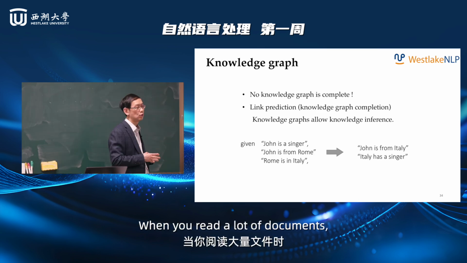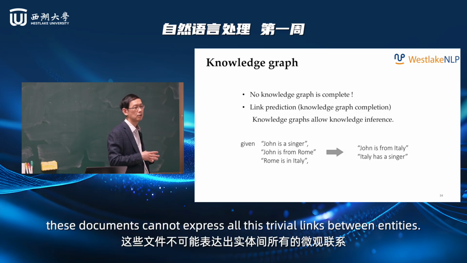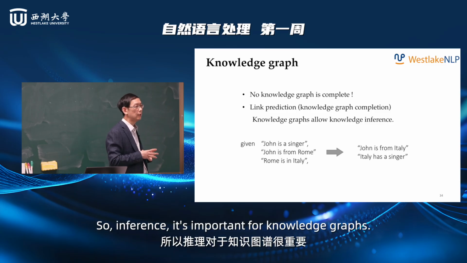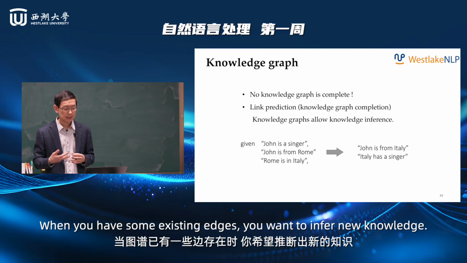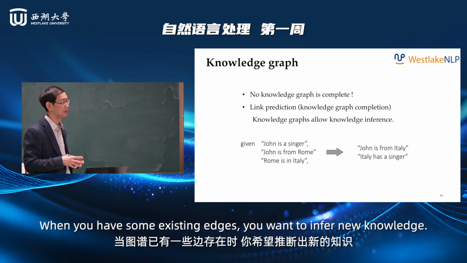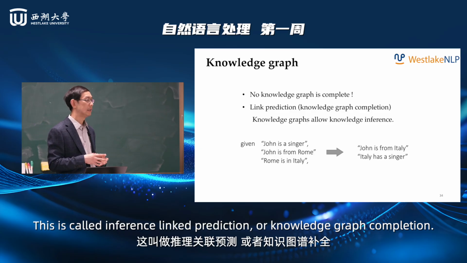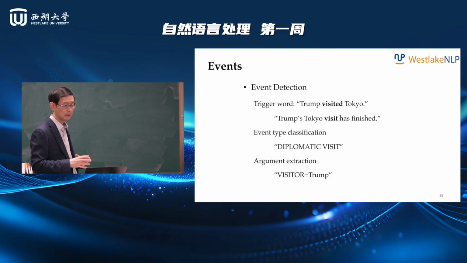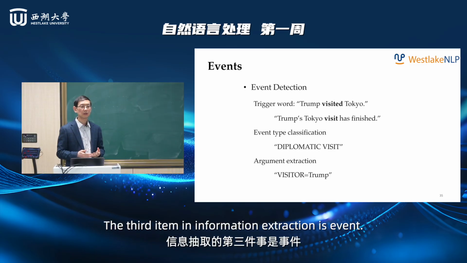All right? So when you read a lot of documents, these documents cannot express all these trivial links between entities. So inference is important for knowledge graphs. Okay? When you have some existing edges, you want to infer new knowledge. This is called inference, link prediction, or knowledge graph completion. All right. Now I've mentioned entities and relations. The third item in information extraction is events, okay?